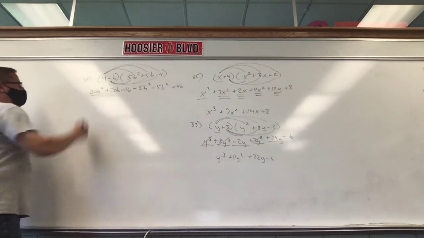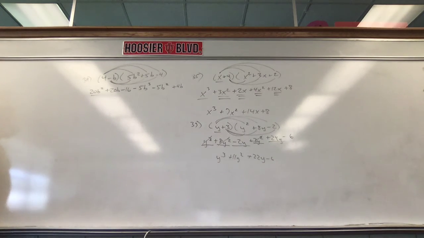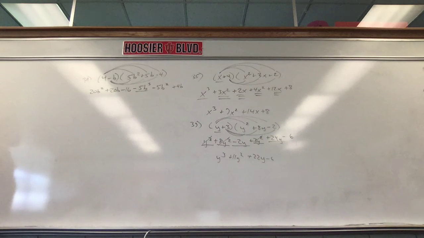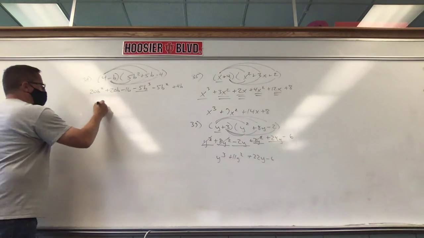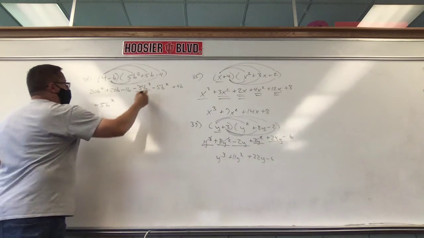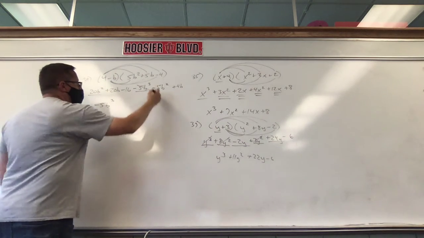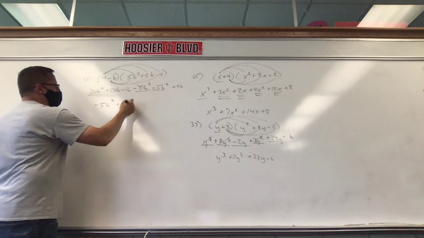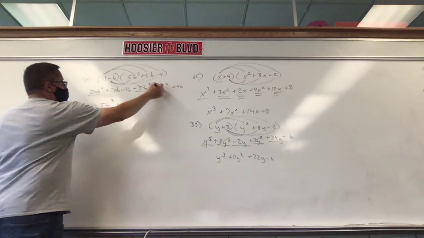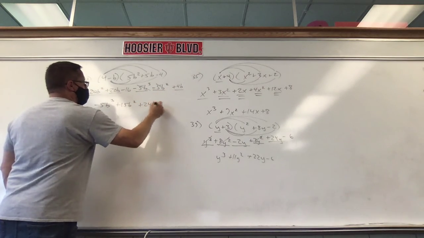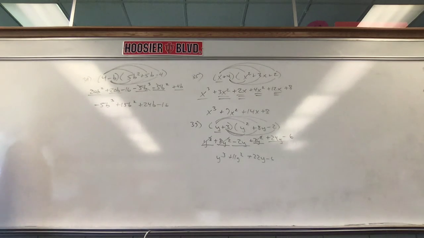Okay, should I look at 20b squared first? No. What one should I look at first? Negative 5b to the third. Why? Because it's a bigger exponent. Highest exponent, what goes with it? Nothing. So it stays negative 5b to the third. Then I'm going to look at 20b squared and put it with what? Negative 5b squared. That's 15b squared. And then I can put together 20b and 4b, and that's 24b minus 16.